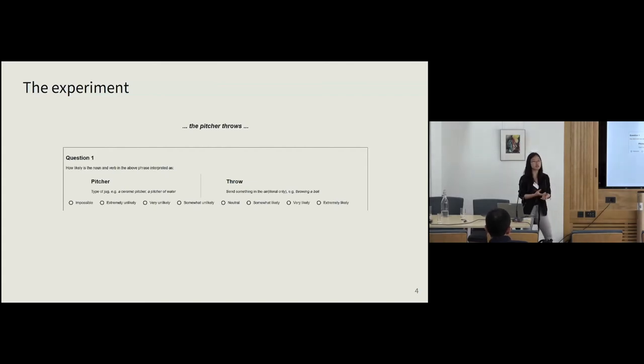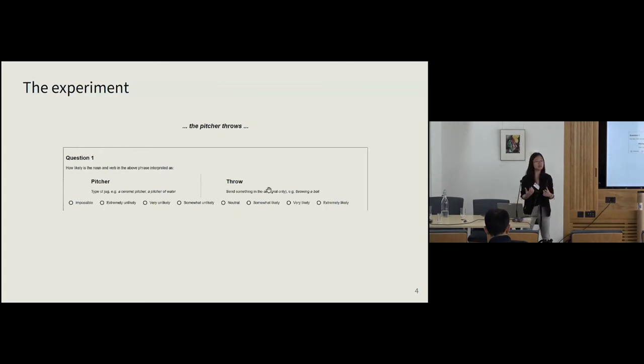The experiment we did was to put a bunch of surveys on Amazon Mechanical Turk. This is the task that people saw. You have a phrase, for example, "the pitcher throws," where both words were ambiguous. Pitcher can be a jug, or a baseball player, and throw can have the literal meaning of throwing or a figurative meaning. Then we showed them one meaning combination, for example, pitcher is a jug and throwing is throwing literally.